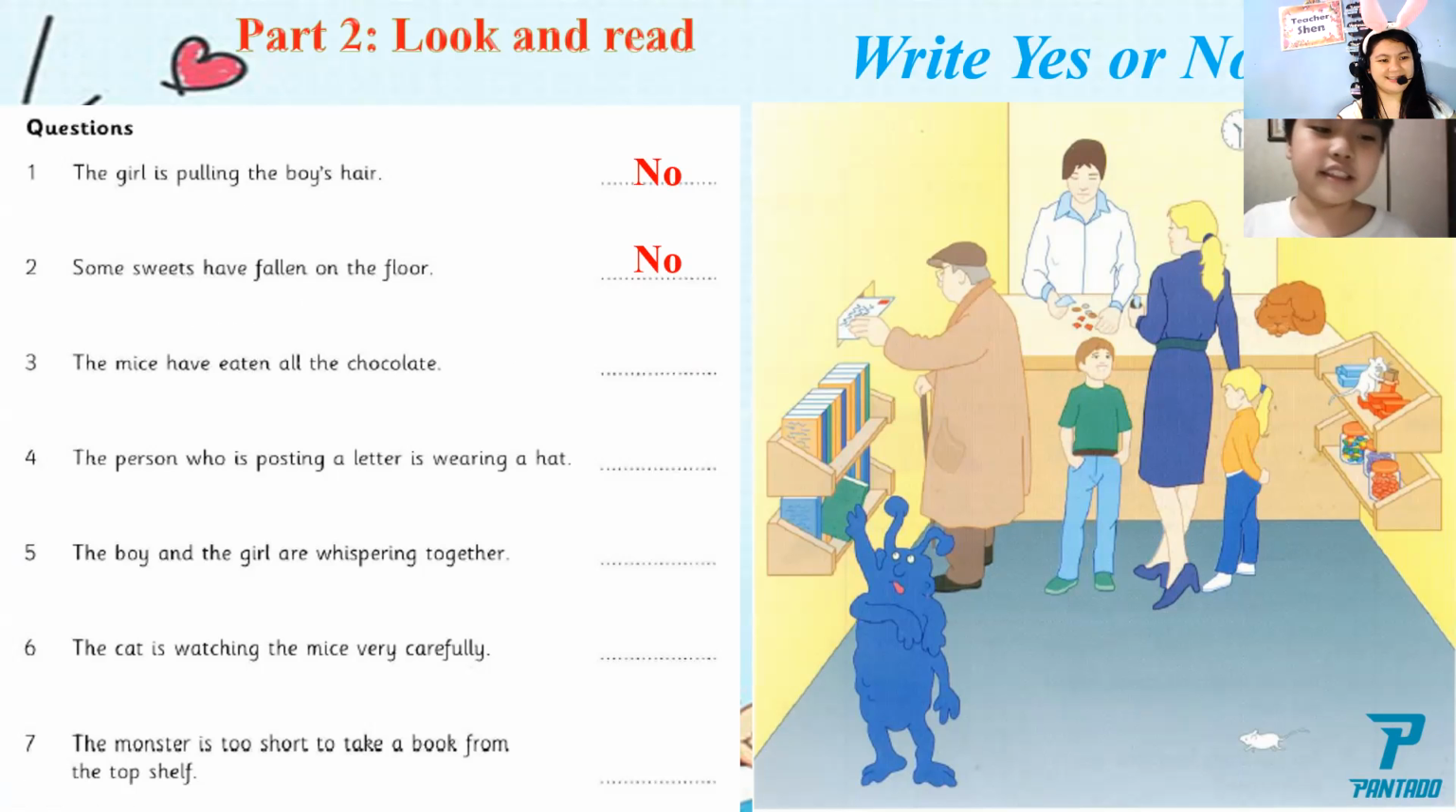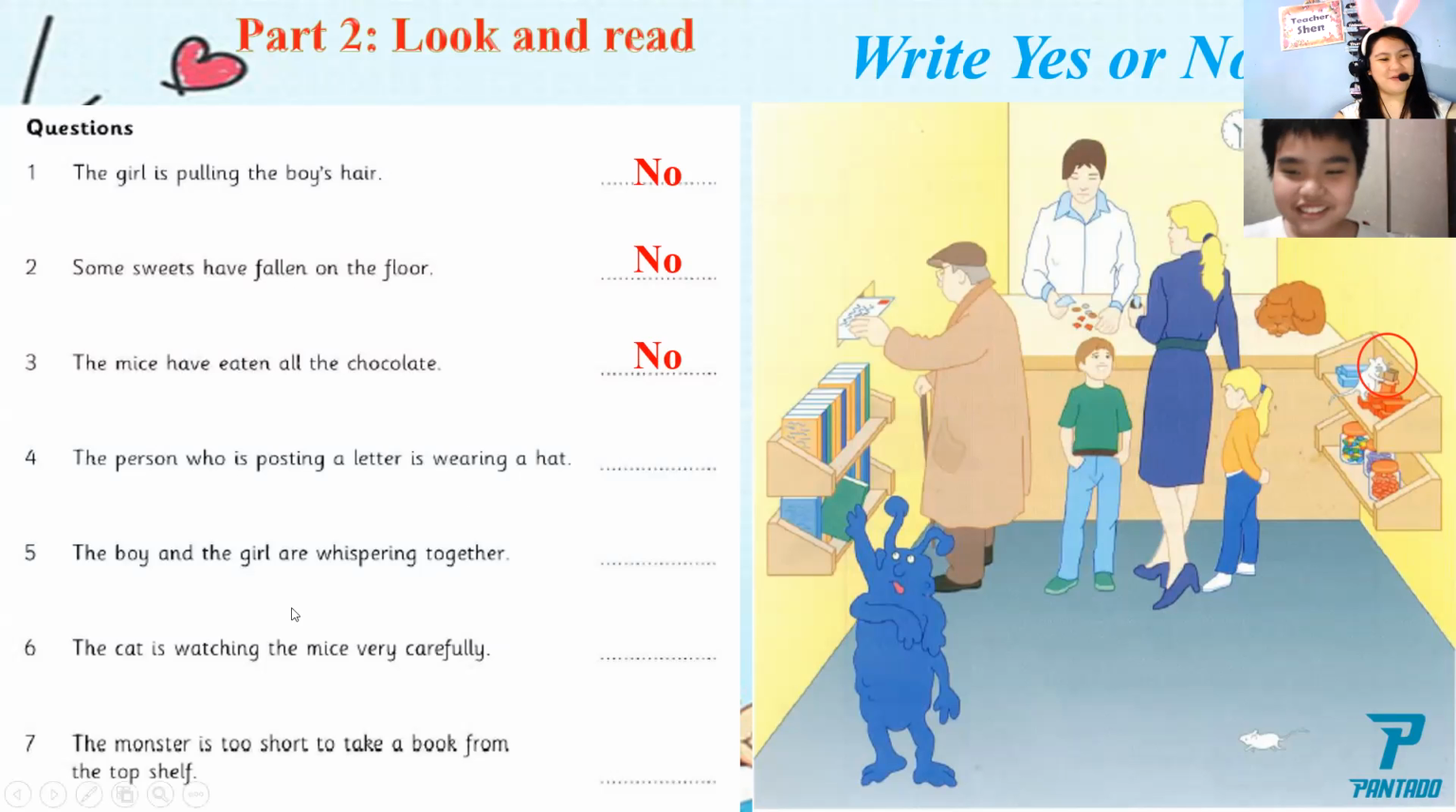Can you read the number three? The mice have eaten all the chocolate. Okay. Yes or no? I don't remember. Look at the picture. Find the mice. Yes, I see the mice. The mice are eating all the. I think it's no. Are you sure? I'm not sure. Wait, let's look at where's the mouse. Here is the mouse. And the mouse is holding the chocolate. Do you think the mouse is eating the chocolate? Yes or no? No. All right. Because the mouse is just holding the chocolate.